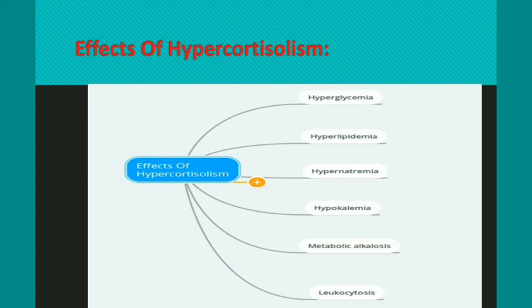What are the other effects of hypercortisolism? Cortisol is a stress hormone that is an anti-insulin. In addition, there is some aldosterone-like effect of cortisol on the kidney's distal tubule, excreting potassium and hydrogen ions and absorbing sodium ion. These effects result in hyperglycemia, hyperlipidemia, hypernatremia, hypokalemia, metabolic alkalosis, and leukocytosis.